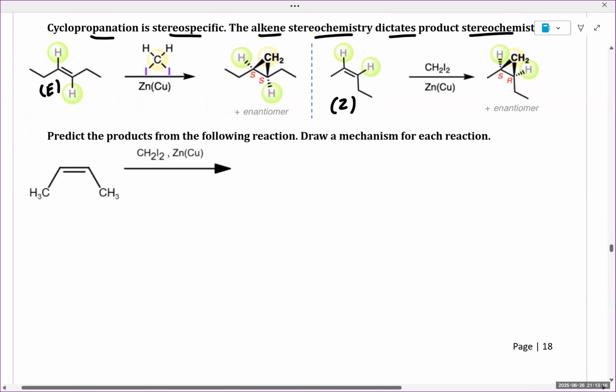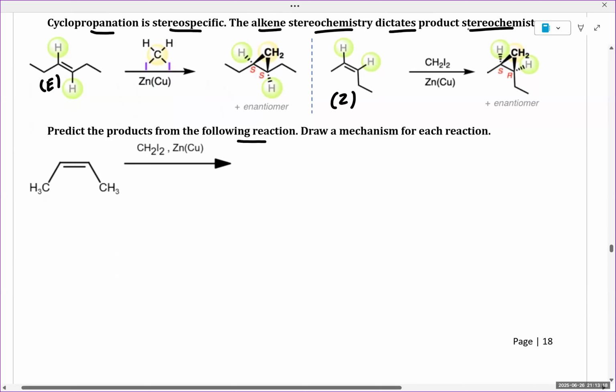So in this case, I'd like you to predict the products from the following reaction and draw a mechanism. In this case, we have a Z-alkene. So I'd like you to pause the video and tell me what the product is going to be for this reaction.